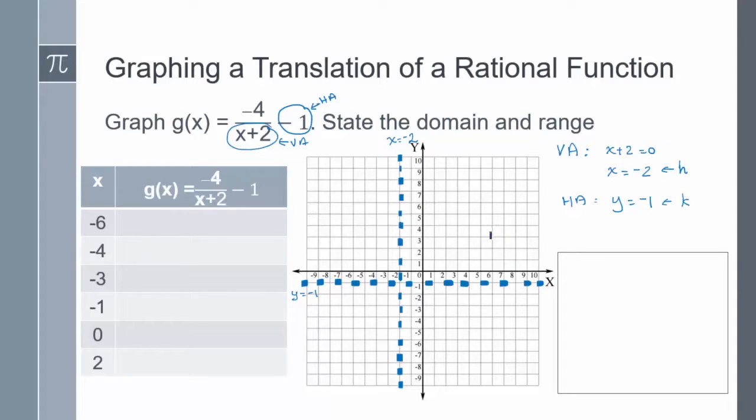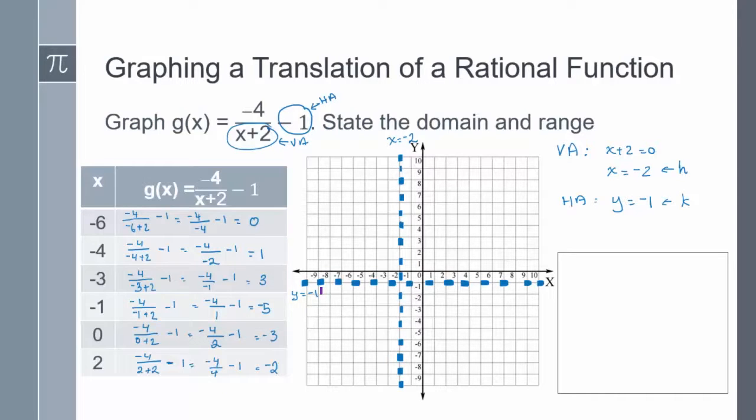From here, I'm going to choose points to the left and to the right of my vertical asymptote x equals -2. To the left of the vertical asymptote, I've chosen the points -6, -4, and -3. To the right of the vertical asymptote, I've chosen -1, 0, and 2. I'm going to plug each one of these x values into my function and simplify the function to get my y value. I evaluated my function at each of the values I chose for x, and here are the values that I got for x and y.